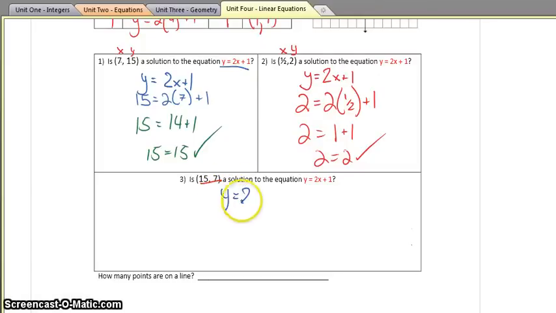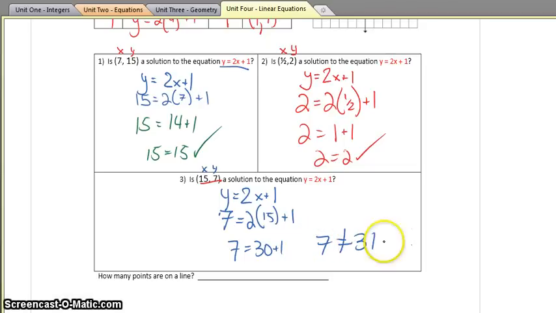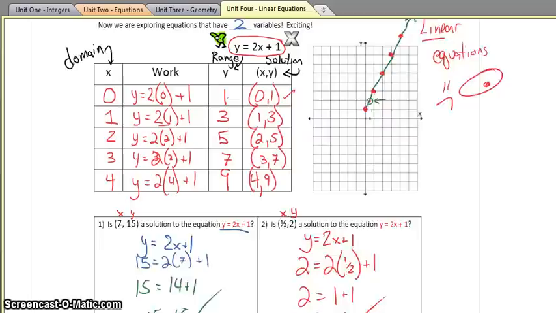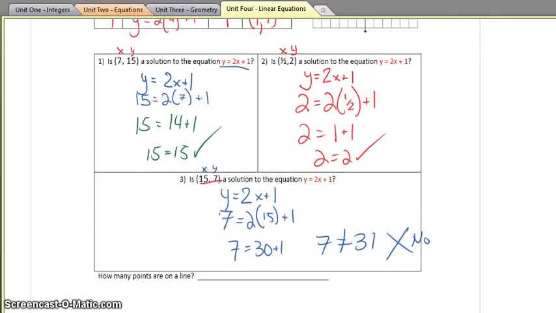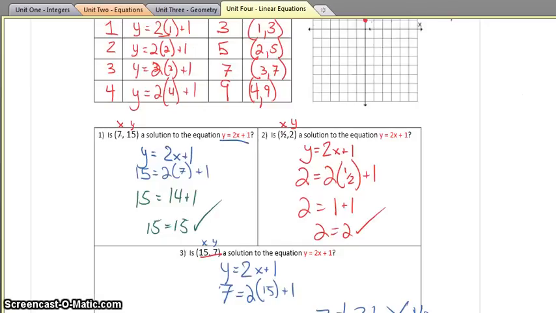If you said, I'm going to write my equation, I'm going to substitute x and y, be careful because y is 7 this time. 7 equals 2 times 15 plus 1. 7 equals 30 plus 1. Yeah, no. 7 does not equal 31. So that does not work. No, it's not a solution, meaning no, it's not a point on the line. If it is a solution, you're saying yes, it's a point on the line. If it's not a solution, you're saying no, it's not a point on the line.